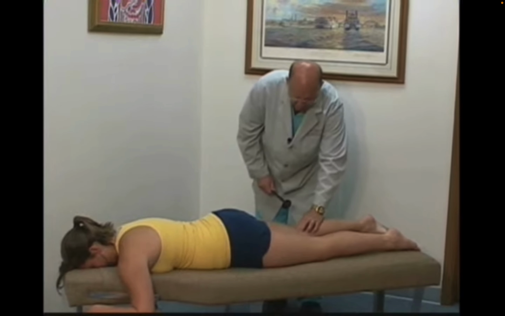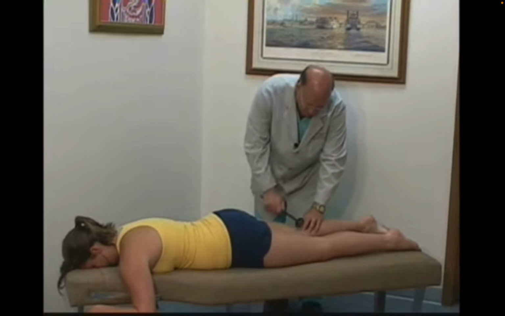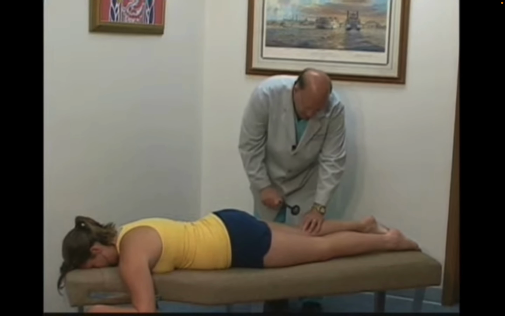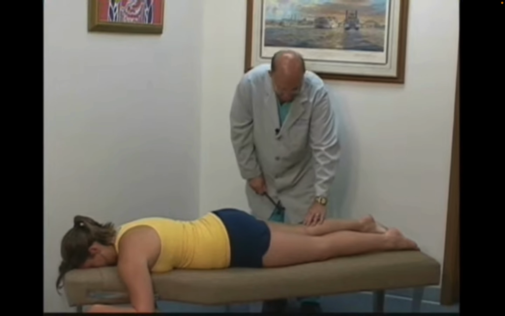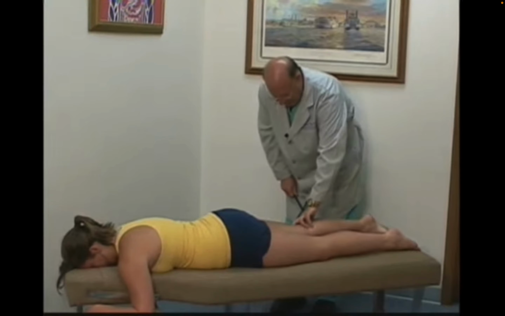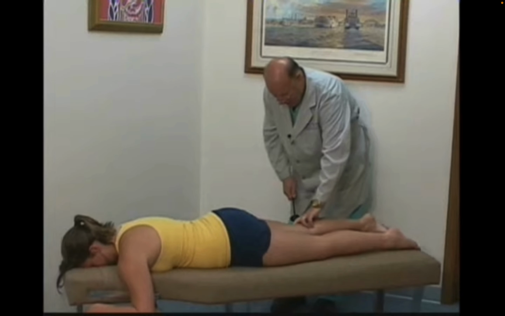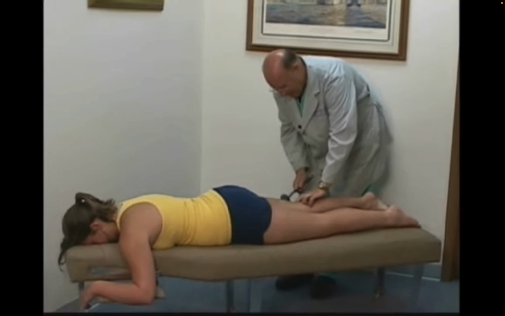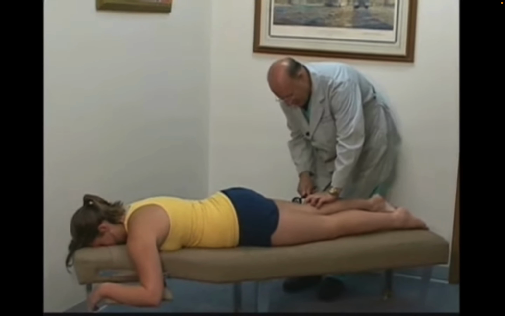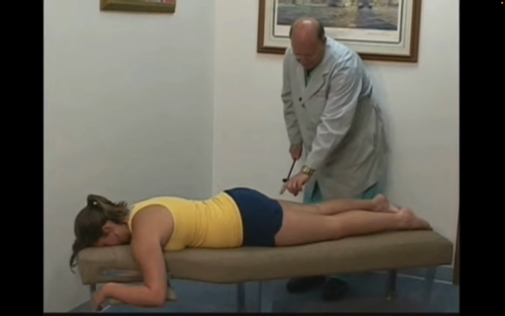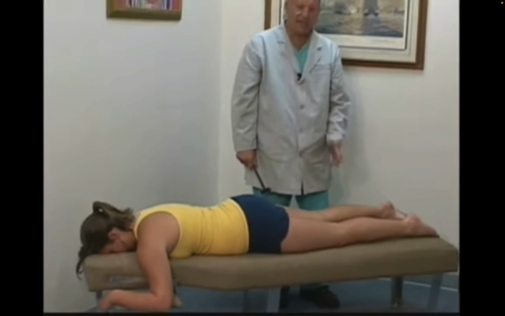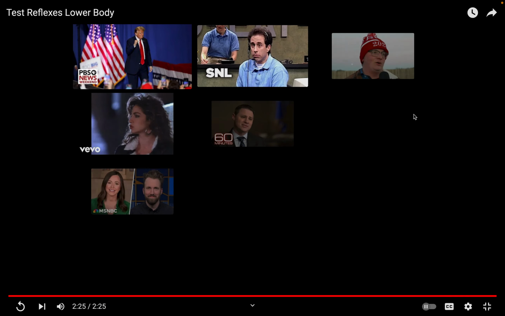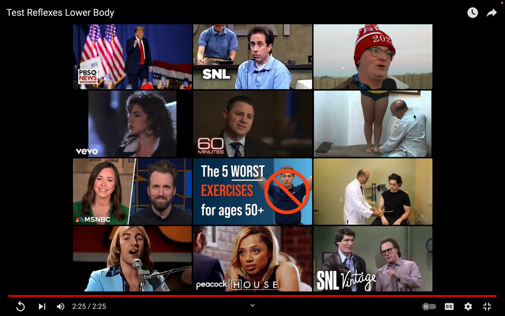The medial hamstring tendon. I'm going to strike the tendon, and I'm watching for contraction and slight flexion of the knee. On the lateral hamstring, I locate the tendon, and I'm going to do the same thing, strike the tendon, and watch for contraction of the hamstring as well as slight flexion of the knee. And there you go, the spinal reflexes.